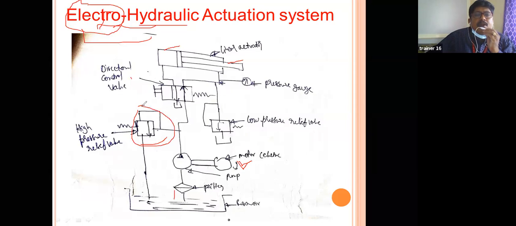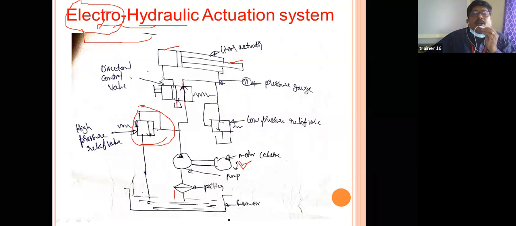In the reservoir, the hydraulic oil is a liquid having pressure, and the relief valve protects against high pressure. Then this oil enters this 4x2 valve. That means four ports: first port, second port, third port, fourth port. These four ports are there.